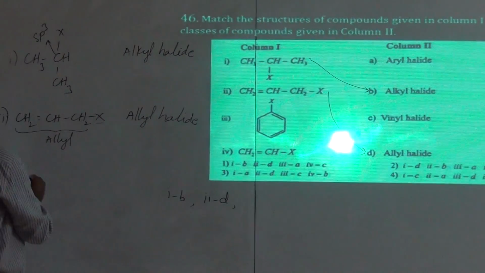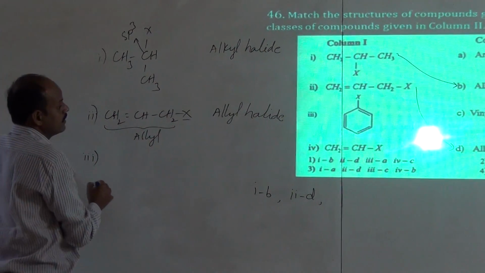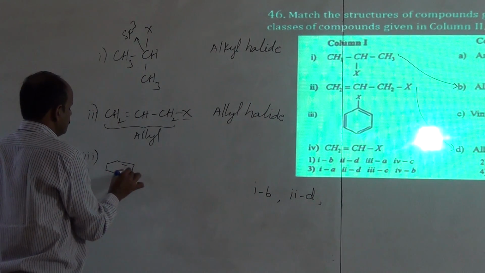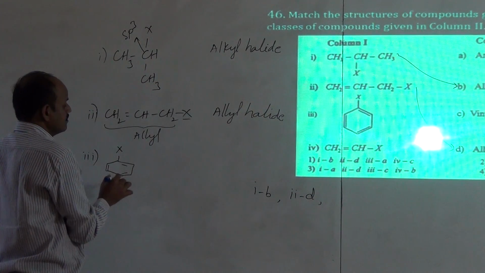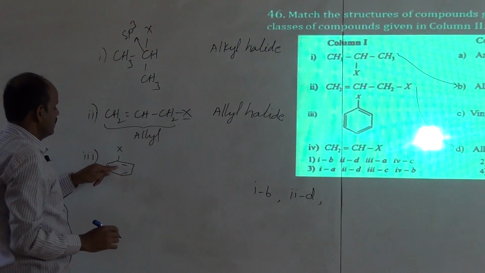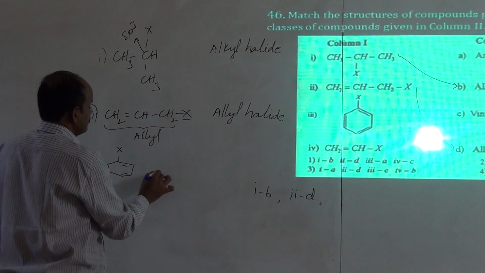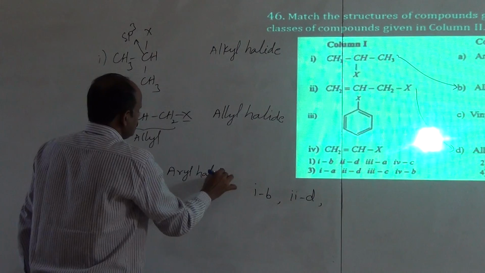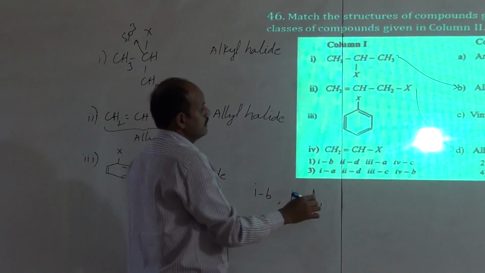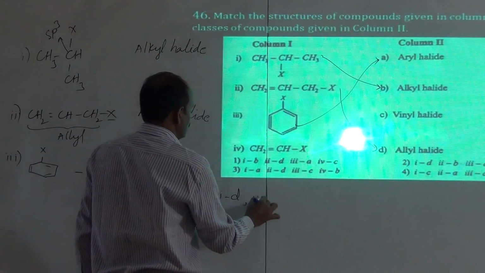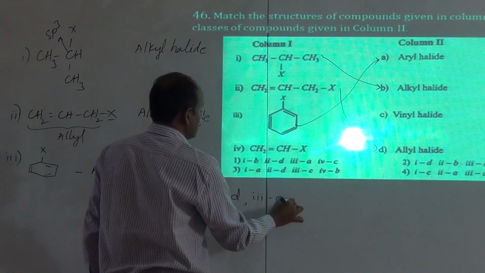Next, third option: C6H5X. Here the halogen atom is attached to the benzene nucleus, the aryl group, hence it is aryl halide. Hence here where is aryl? This one is A, that is third bit is A.